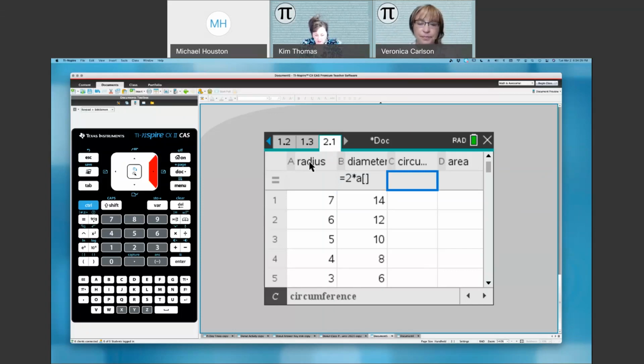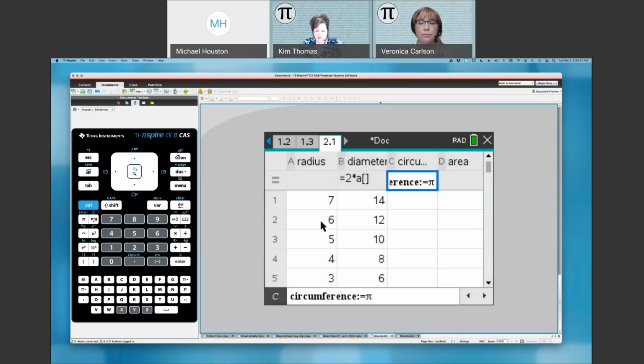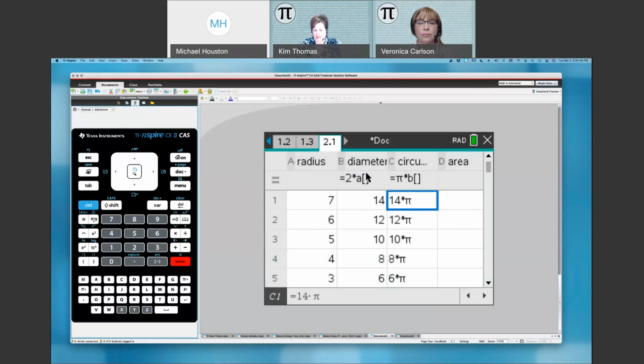Now, my circumference, if we know the answer, would be pi times d. When I type, I usually just type in pi, but I'm going to use the pi button. So I'm going to do pi times, and my diameter is in row B, so I'll hit row B there. Because I'm in a CAS calculator, I'm getting an exact answer, which is 14 pi, which really doesn't help me with my M&Ms.